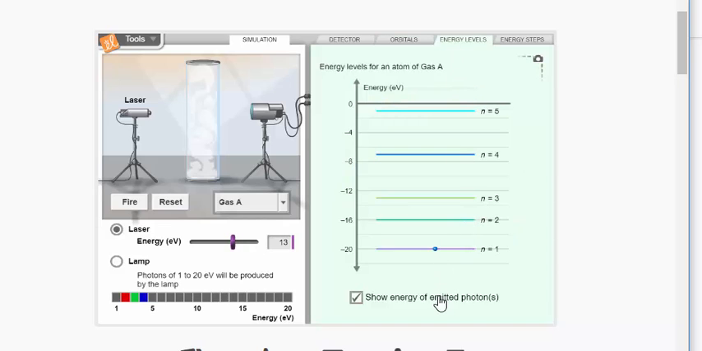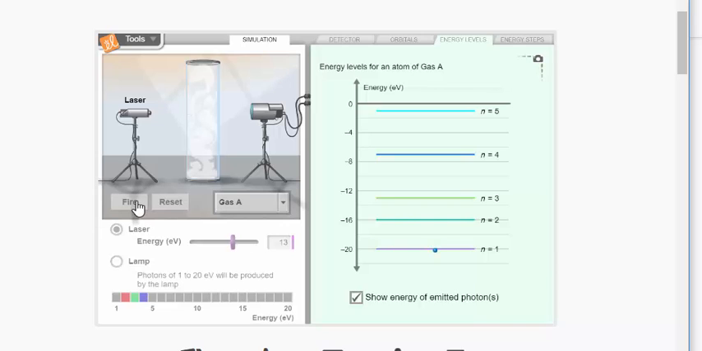So when we go over here to the energy level, right here it says show energy of emitted photons. Okay, so that's what is emitted, right? We want to note, for this instance, these particular levels are noted for where those energy levels are for gas A only. Okay, gas B is different, and the mystery gases are different. So if that's where the energy level is, where does the absorption take place?